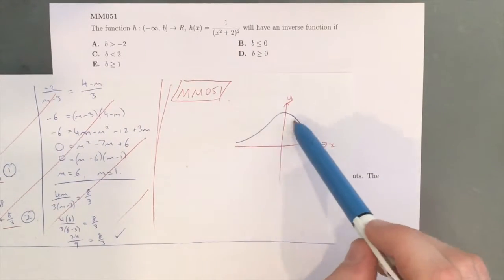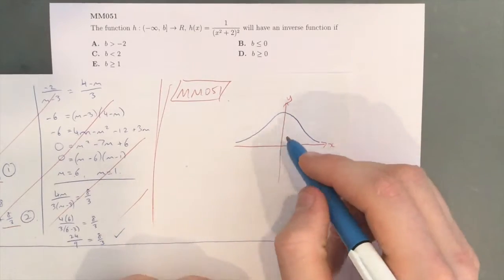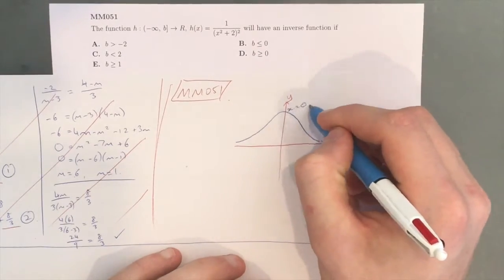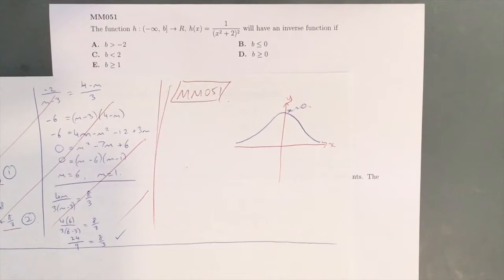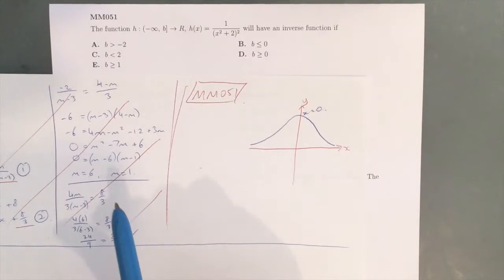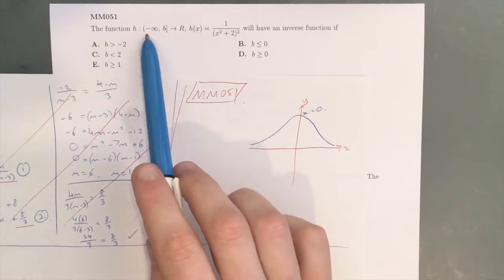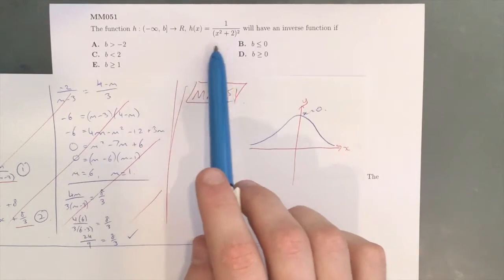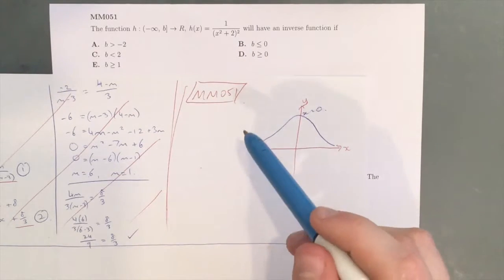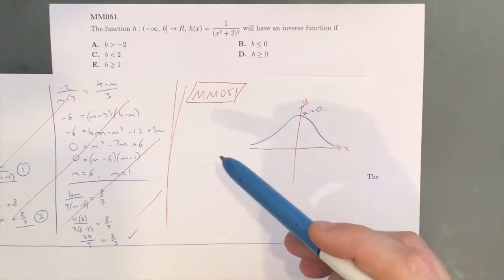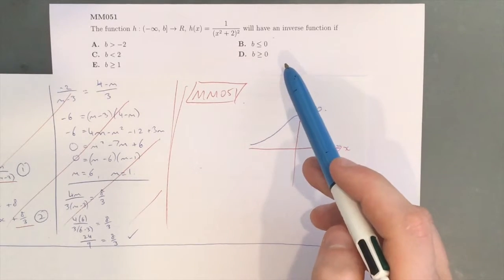You'll see that it looks like this, with a turning point at x equals 0. It doesn't matter what the y value is at this point. So what we're trying to find out is the restricted domain for which this graph will have an inverse function. And the question is, why would it not have an inverse function?